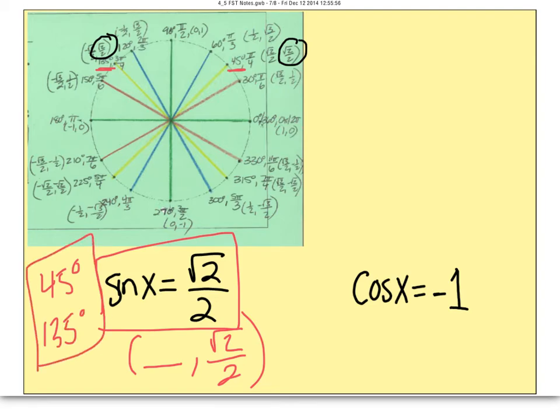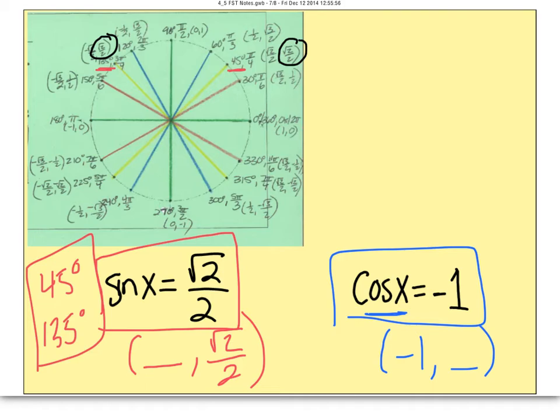Okay, let's look at the cosine. When is the cosine of x, or the x value, negative 1? So we're looking for ordered pairs where the x is negative 1. If you scroll around, you're going to see that happen right here. And that happens at the angle of 180 degrees. And that's where we get the answer from.